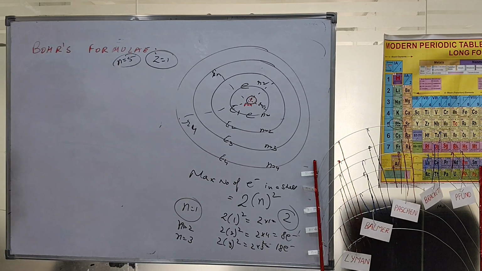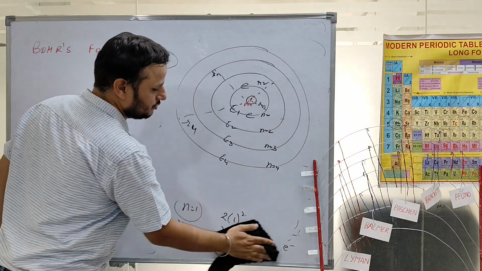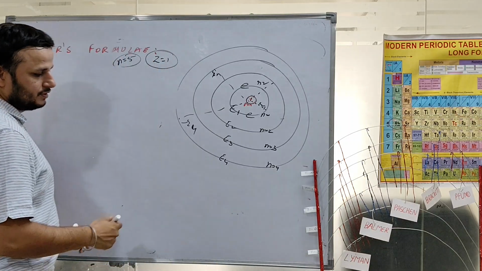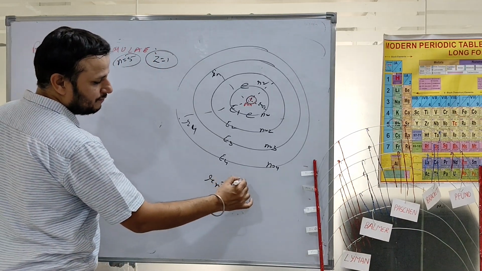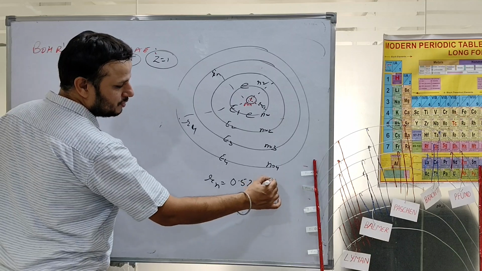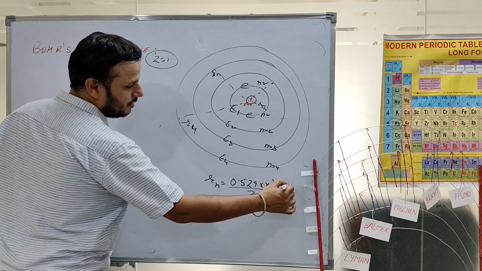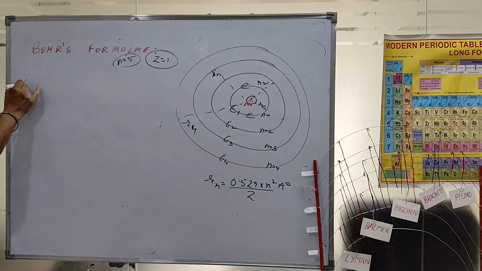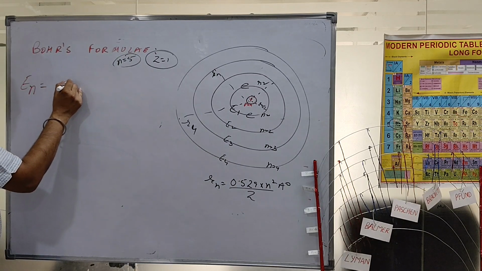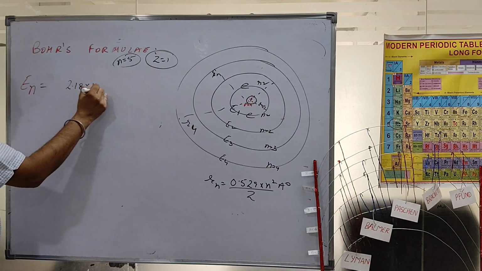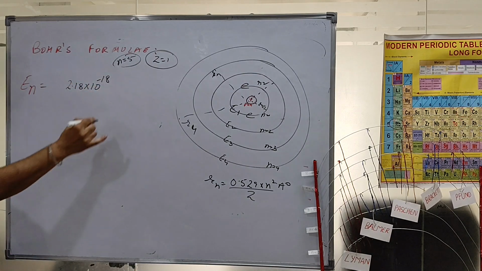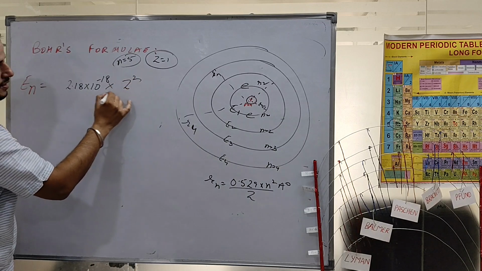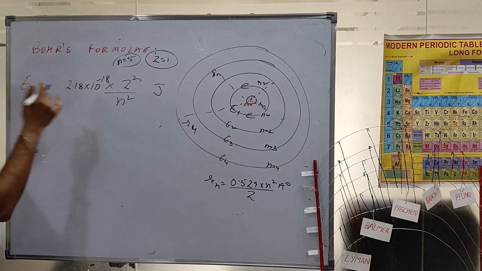Radius of any shell, energy of any shell. So what is the formula of radius? 0.529 into n square divided by z in angstroms. And then energy of any shell: 2.18 into 10 to the power minus 18 into z square by n square in joules.